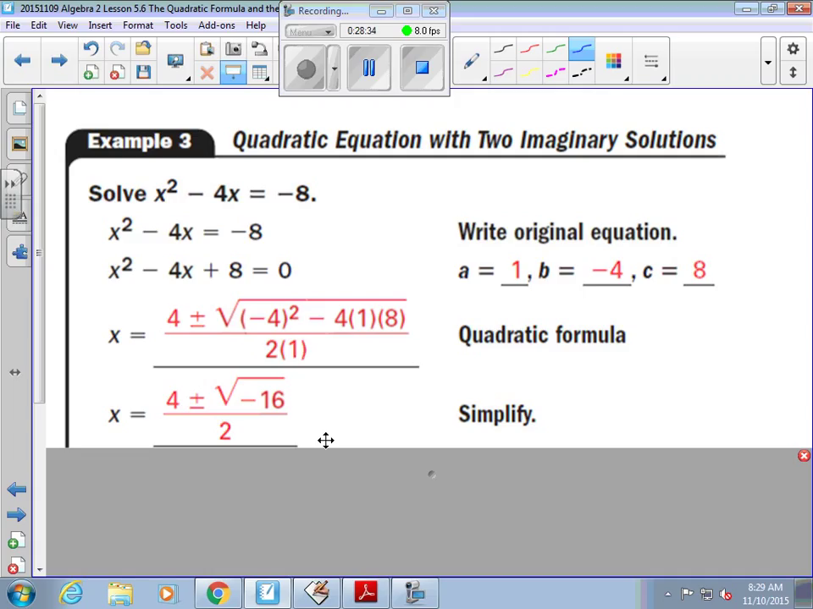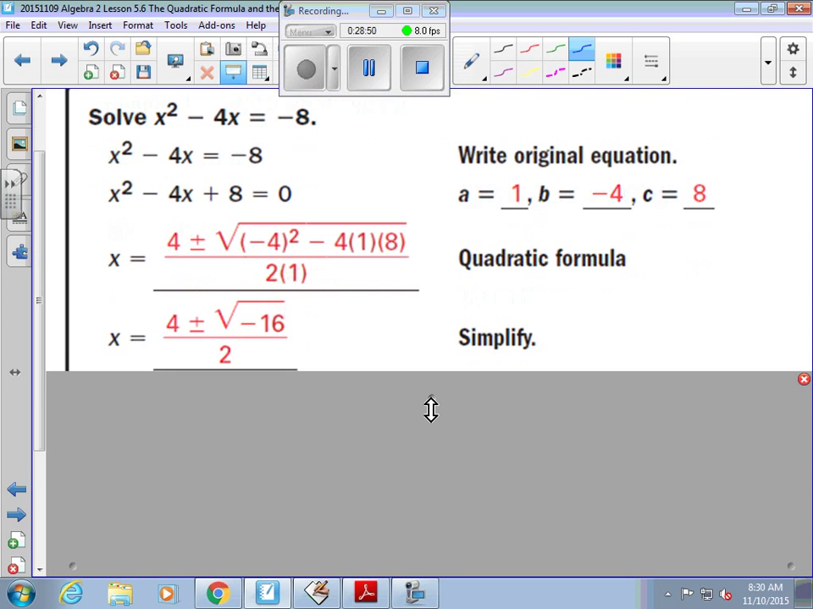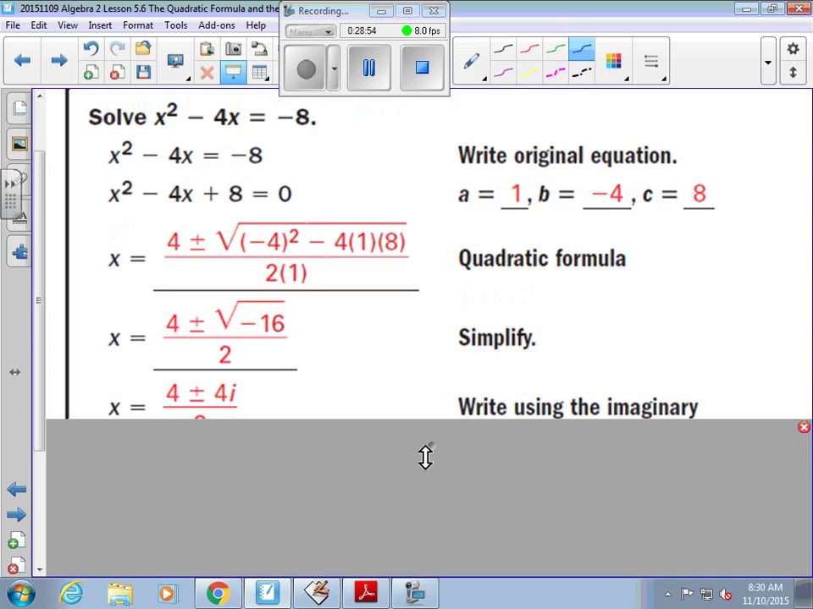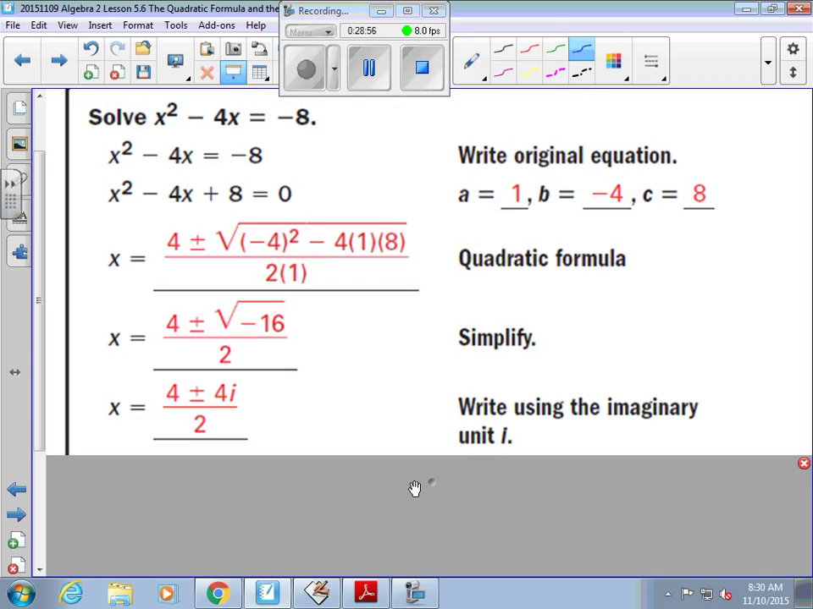So at this point right here, we know that there is no real solution to this problem. But there are two imaginary solutions. We know how to take that negative out from under that radical. We multiply it by i. So what we wind up with is 4 plus or minus i times 4, or 4 times i. So look at this right here. Now it says 4 plus or minus 4i over 2, because the square root of 16 is 4.